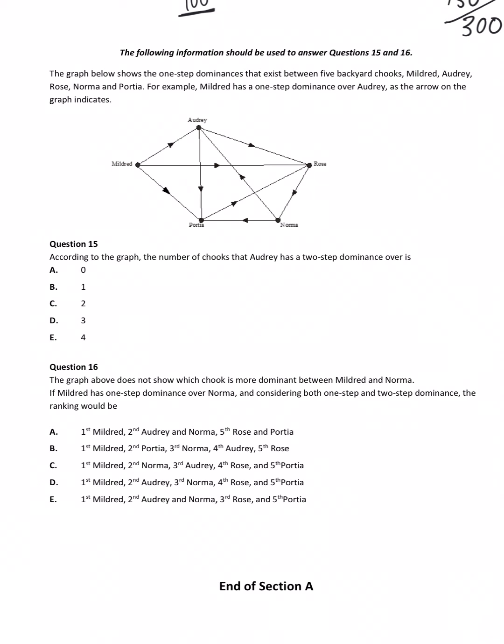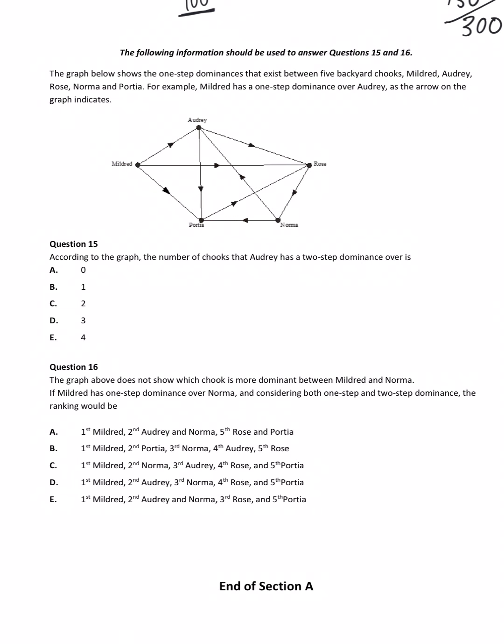The following information should be used to answer questions 15 and 16. The graph below shows the one-step dominances that exist between 5 backyard chooks: Mildred, Audrey, Rose, Norma, and Portia. For example, Mildred has a one-step dominance over Audrey, as the arrow on the graph indicates. According to the graph, the number of chooks that Audrey has a 2-step dominance over is.